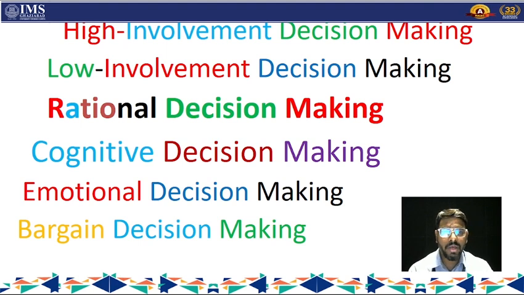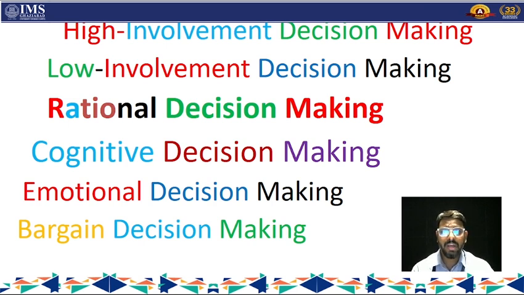There are a lot of types of decision making involved in buying or purchasing behavior. Number one is high involvement decision making. Second is low involvement decision making, rational decision making, cognitive decision making, emotional decision making, and bargain decision making.